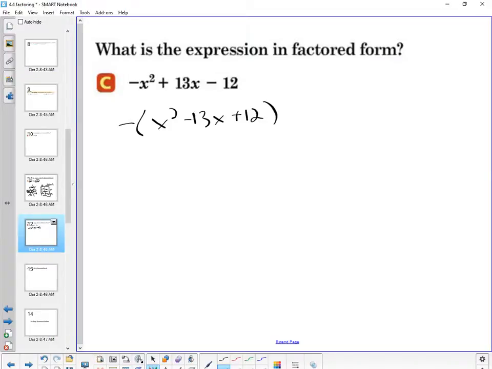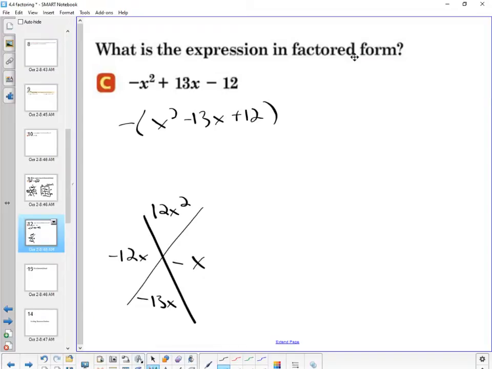Now, this is going to be a little simpler, isn't it? Can you guys see two numbers that are going to multiply to 12x squared and combine to a negative 13x? Yeah, negative 12x and a negative x. Because negative times negative is going to give me a positive, and then when I combine them, I'm going to get my 13 in there, aren't I?